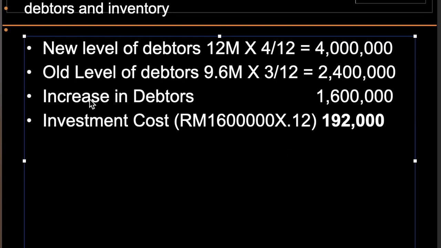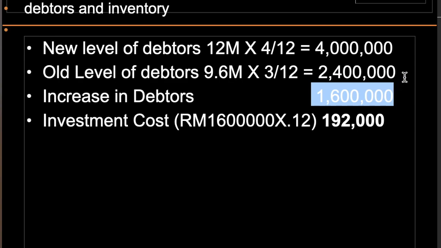Okay, so now what is the difference? We have to subtract this. 4 million minus 2.4 million gives us 1.6 million, which is the increase in debtors. This is the increase in our debtors account. So when we relaxed our account receivables, we found out that we increased our debtors by 1.6 million ringgit.